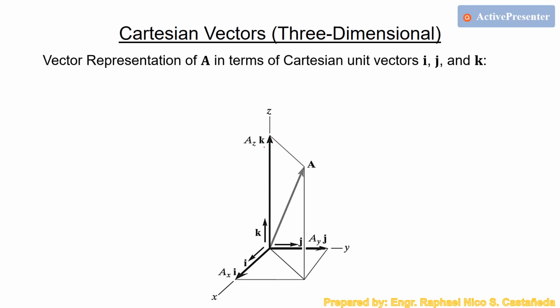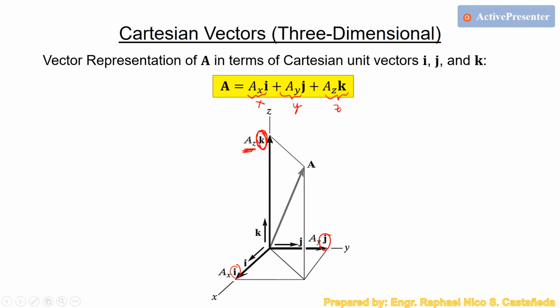So as you can see here, the same thing applies to the two-dimensional system. We have the i, j for the two-dimensional system. For the three-dimensional system, we just add the third component, which is Az, the z component, and we will use the unit vector k for that particular component. So it will look like this, basically the same. So this is the x, y, and z component of vector A.